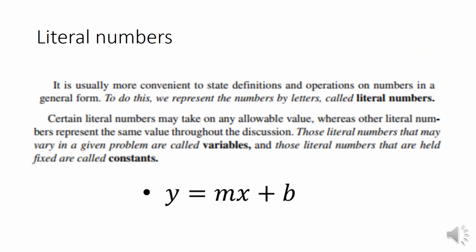Finally, we often find letters in formulas and such. These are called literal numbers. They can either be variables or they can be constants. A good example of this comes from the equation you remember from your algebra, the slope-intercept form of the equation of a line. Here we have a whole bunch of letters, but the x and y represent variables, points in the xy plane, and for a given line, m and b are constants representing the slope and the y-coordinate of the y-intercept, respectively.